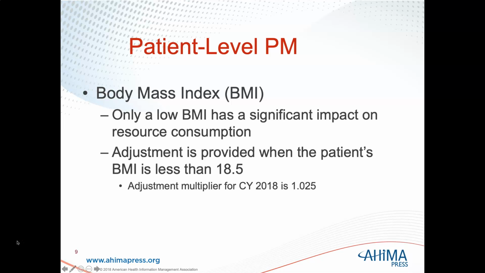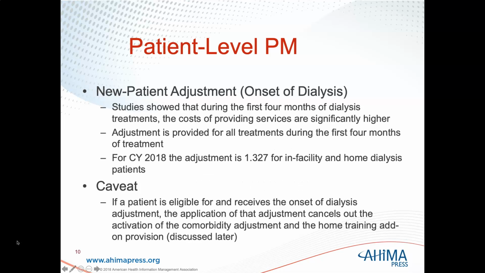When the patient's BMI is less than 18.5, then there's an adjustment made. Talking about new patients, because during the first 4 months of dialysis treatment, the costs are significantly higher, which makes sense. Think about somebody who's stepping into this and the kind of supervision that they need during their first 4 months of dialysis versus someone who's been on dialysis perhaps for years and is more on a stabilized basis.